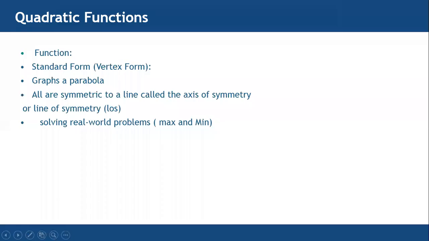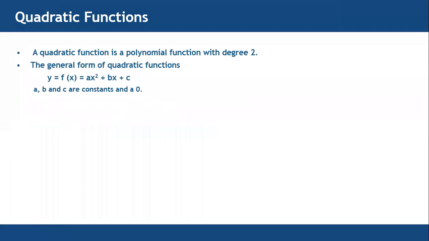How to find the symmetry of a quadratic function, the line of symmetry, and how to solve real-world problems like maxima and minima, such as finding maximum profit and minimum cost. So let's start. First of all, we have the quadratic function.